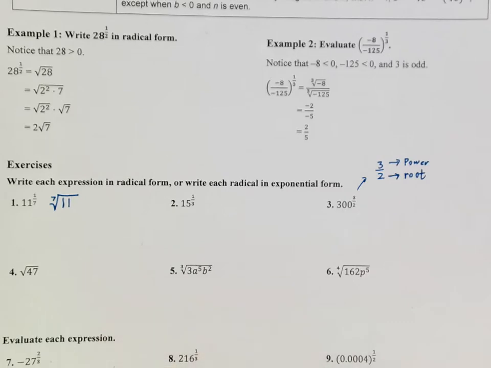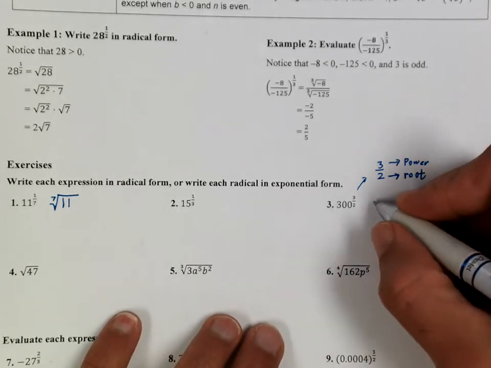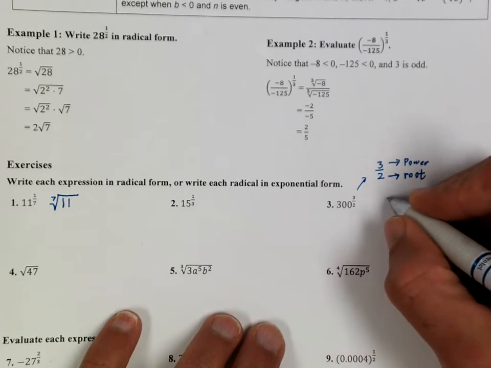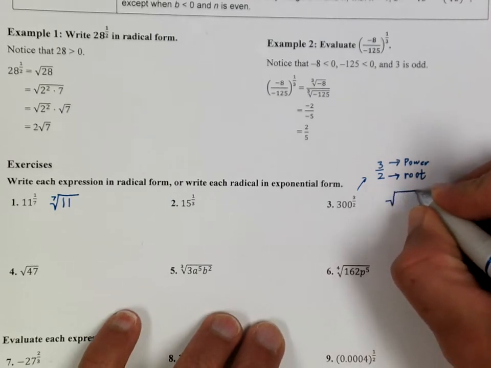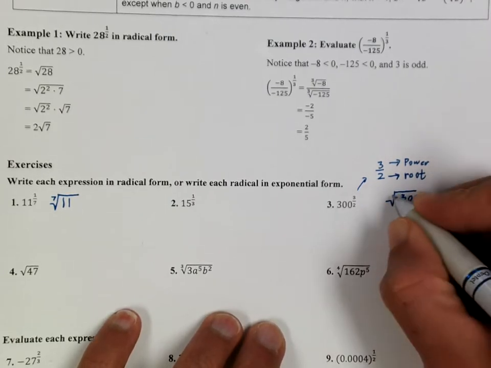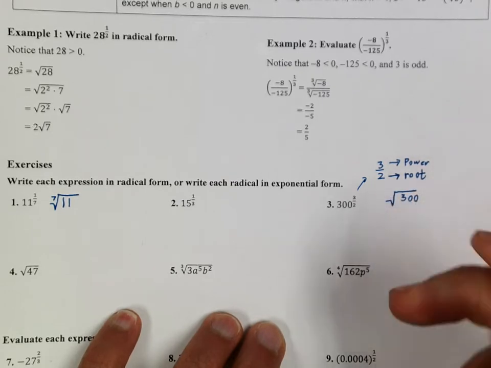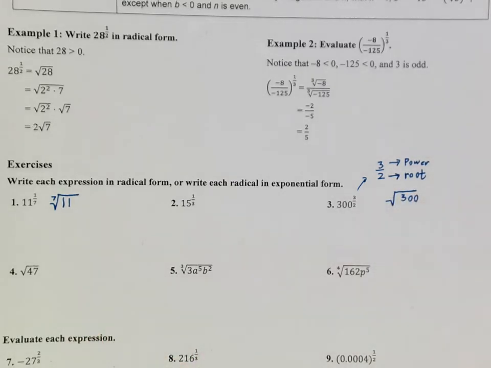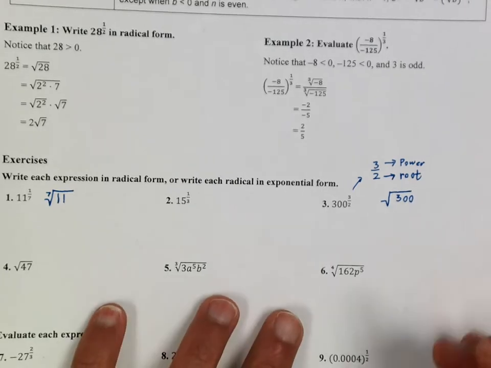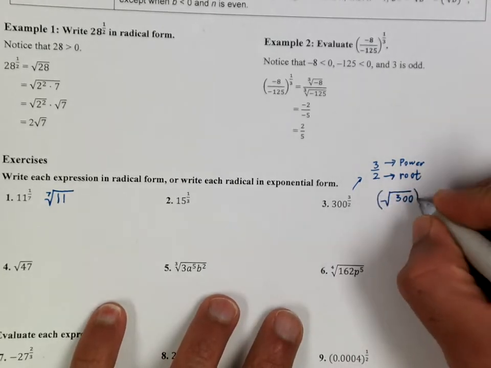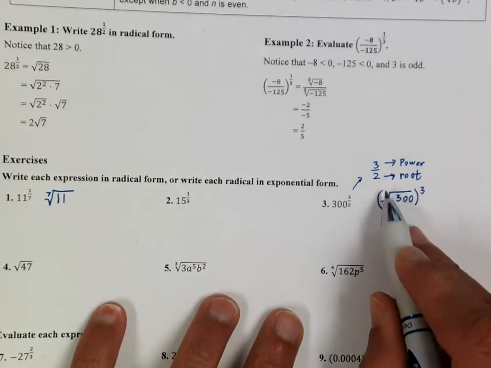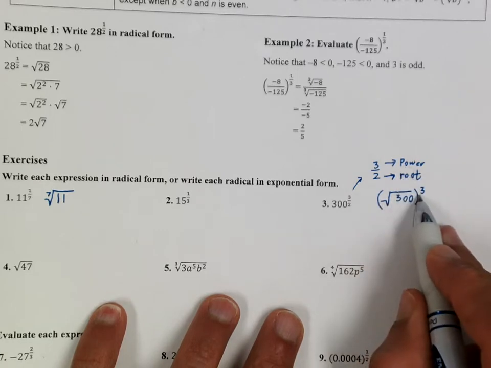So there are actually two ways to write a problem like number 3 with a radical. You can write this as the square root of 300. Normally you can put a subscript 2 here, it doesn't matter, but when we talk about square roots, we don't put that little subscript 2. And then we raise that to the third power. Again, the 2 is the root and the 3 is the power, so you put that on the outside.